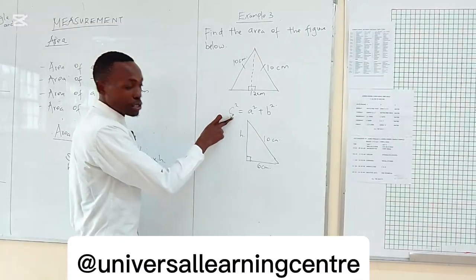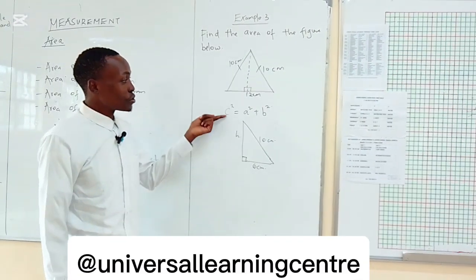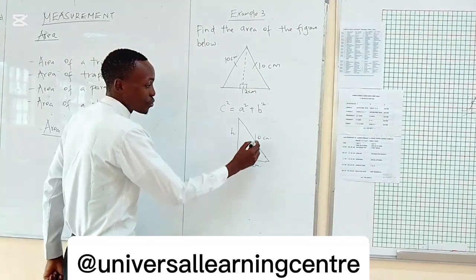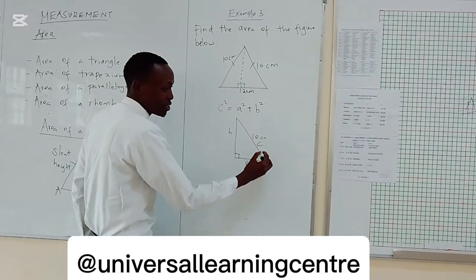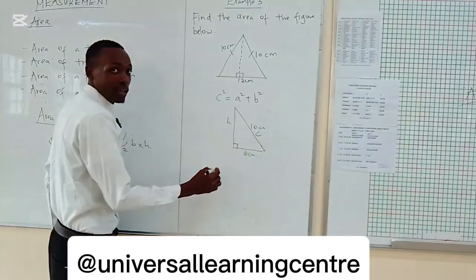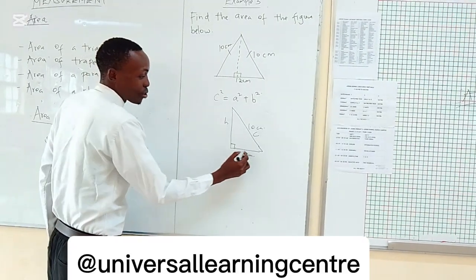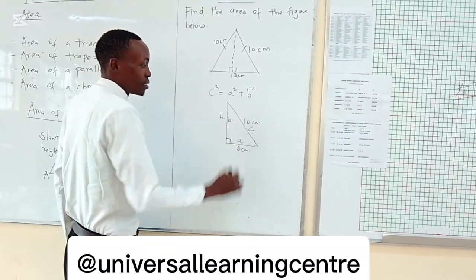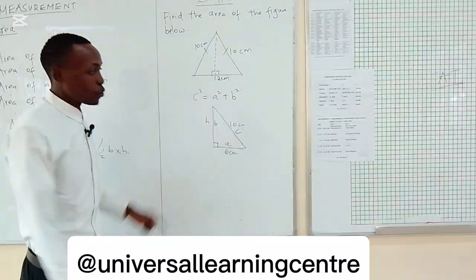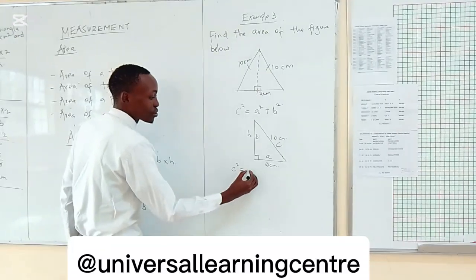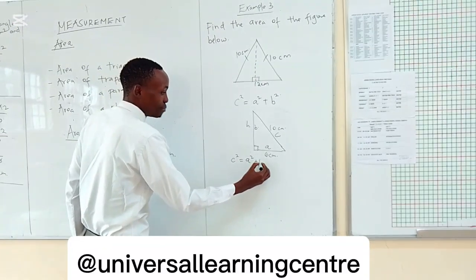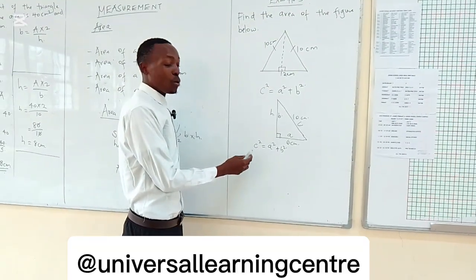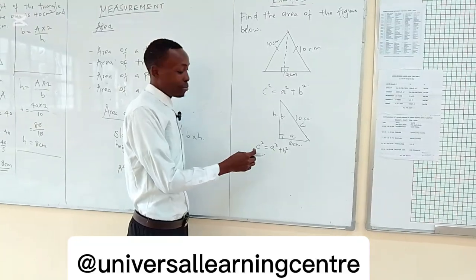Now, for you to work out using this formula, you need to know which side is C. So C usually represents the hypotenuse. So for here, C will be 10, so this will be side C. A is either base or height, so you can use the base as A. Then B will be the height, so this will be B. When substituting into this formula, which is c squared is equal to a squared plus b squared.